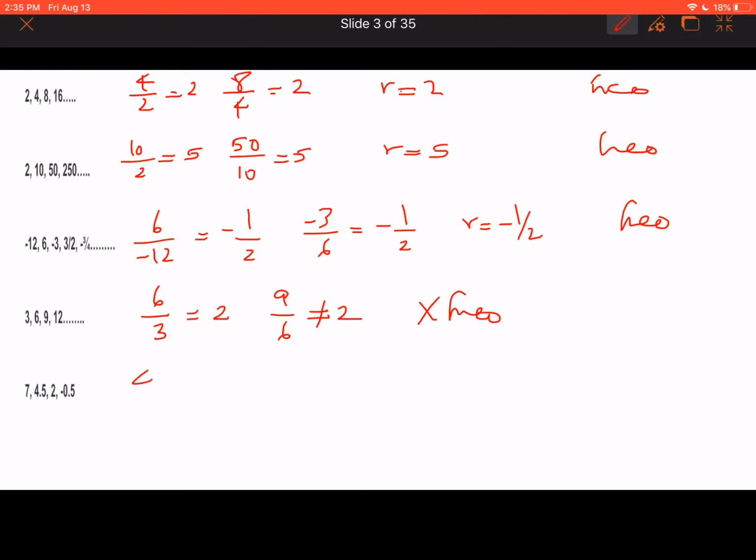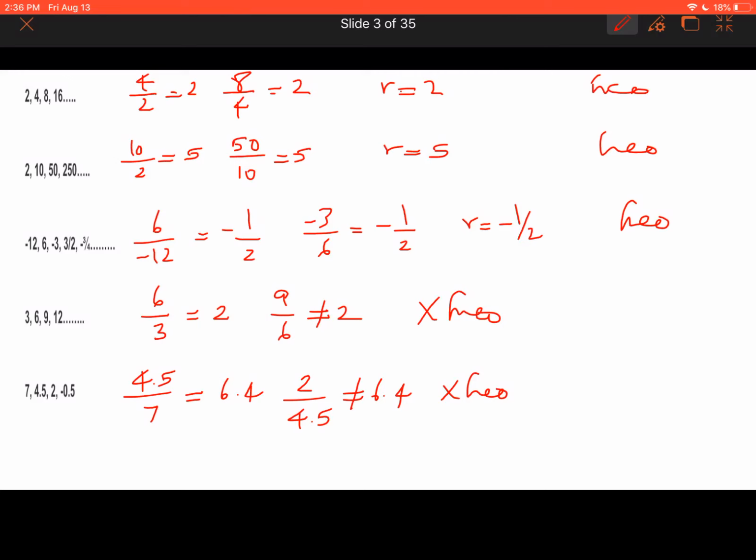Then 4.5 divided by 7, which is equal to 6.4 something, and then 2 divided by 4.5 is not equivalent to 6.4, right? So this is also not a geometric sequence because the ratios are different between the terms of the given sequence. This is going to be excluded from geometric sequence.